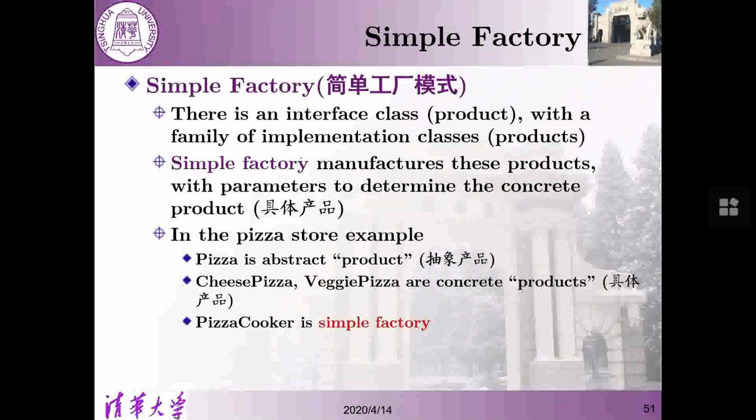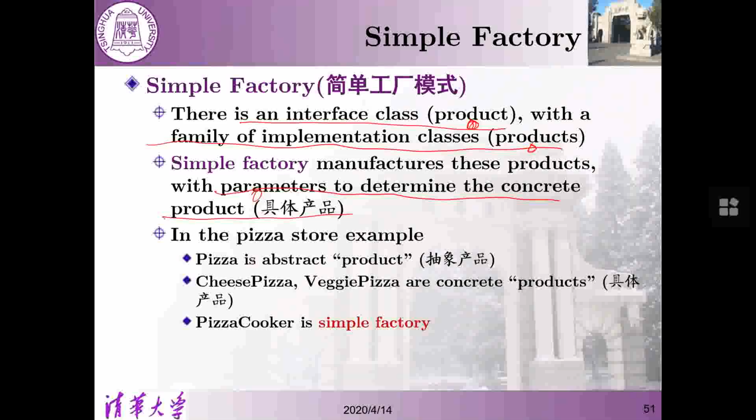So this is actually a simple factory design pattern, and there is an interface class, product, with a family of implementation classes: veggie pizza, salmon pizza, cheese pizza like that, and this interface class is pizza. So the simple factory manufactures these products with parameters to determine a concrete product. Which pizza do you want, right? You can just provide the parameter. So this factory generates a family of products, right?